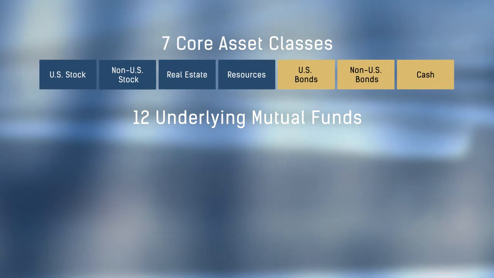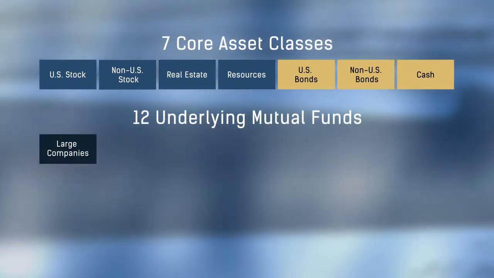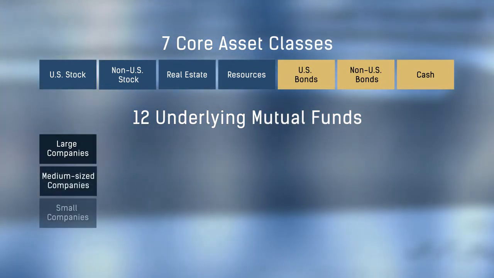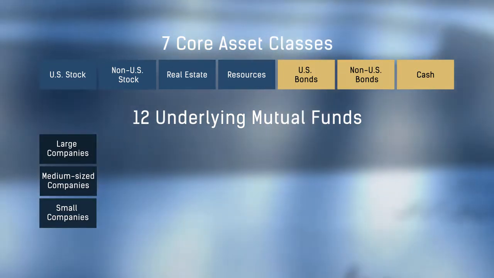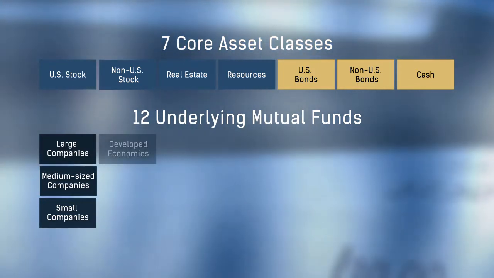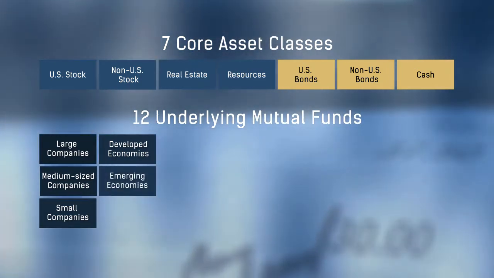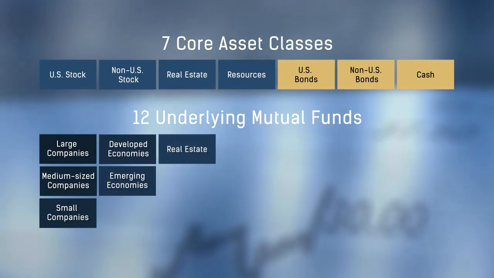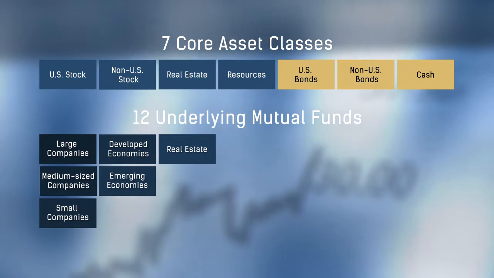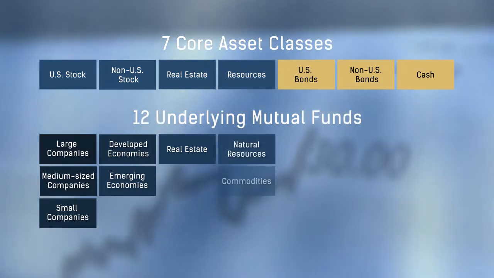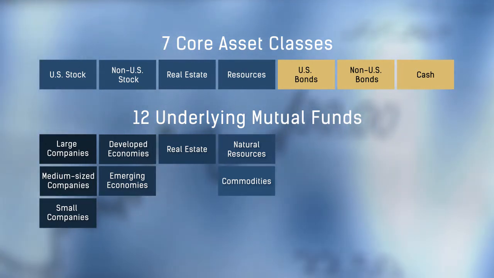The U.S. stocks core asset class contains 3 subcategories: large companies, medium-sized companies, and small companies. The non-U.S. stocks core asset class contains 2 subcategories: stocks in developed non-U.S. economies and stocks in emerging economies. The real estate core asset class contains only the real estate subcategory. The resources core asset class contains 2 subcategories: natural resources and commodities such as oil, gas, grains, metals, meats, etc.